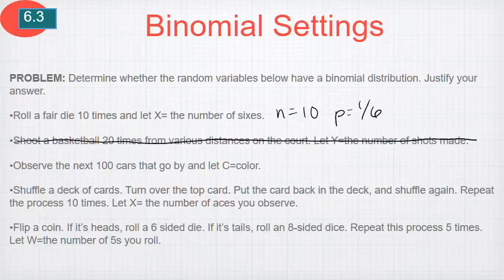Okay, third one. Observe the next 100 cars that go by and let C equal color. So binary. Is it one thing or another? Is there a success or failure? No. Lots of colors. So that one's a no.